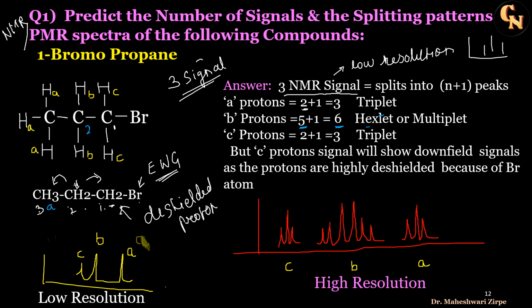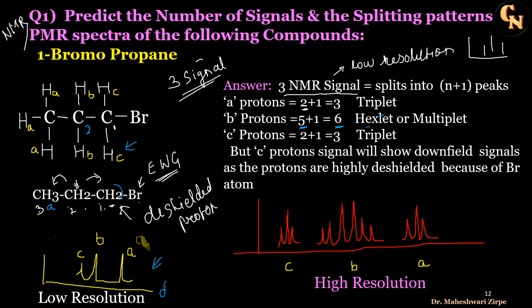Then the third carbon proton, which is denoted as the C carbon, C protons. For these protons, how many neighboring protons are there? 2 protons. So 2 plus 1, a triplet. These protons will show the signal split up into 3 because it is a triplet. So let us understand from the graph. I have shown here that for low resolution you will have 3 peaks.